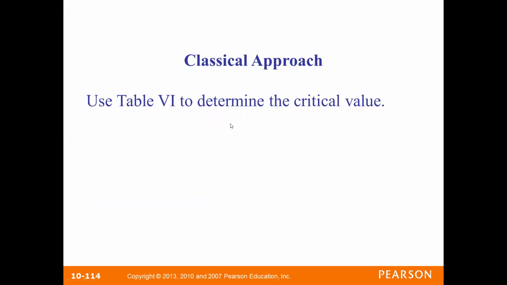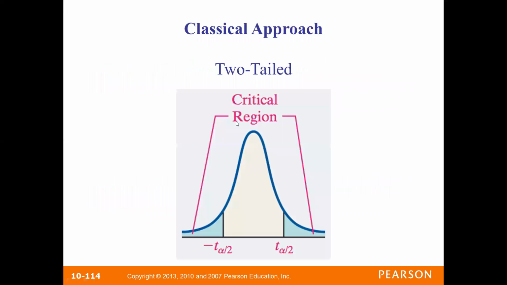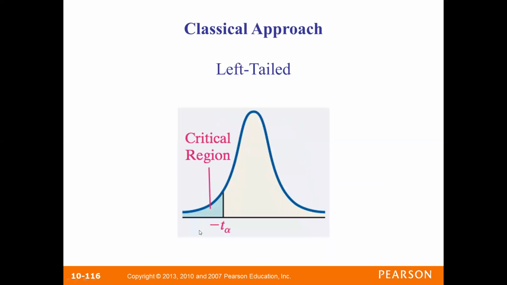We're then going to compare that to a critical value. If we exceed that critical value, then we will reject the null hypothesis. This is what's called the classical approach. If it's a two-tailed test, we could either be too far out to the right or too far out to the left. If the value we observe is too far out to the right or too far out to the left, we're going to reject the null hypothesis. In a one-tailed approach, we'll have a direction. If we go too far out in that particular direction, we will reject the null hypothesis.